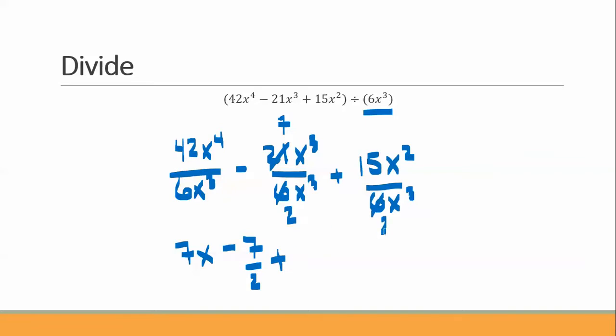we can take a common factor of 3 out, and then we have x squared divided by x cubed, and we'll have an x in the denominator, so we'll have 5 over 2x. So our final answer is 7x minus 7 halves plus 5 over 2x.